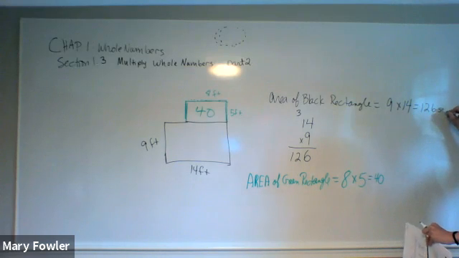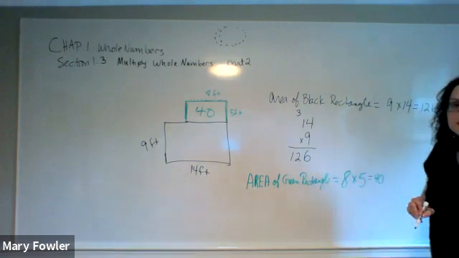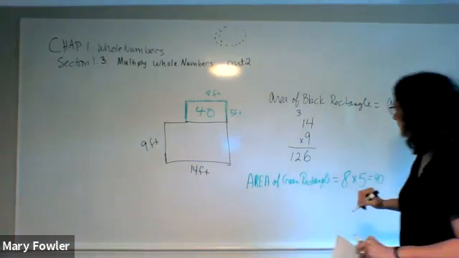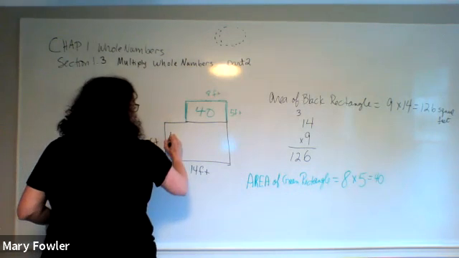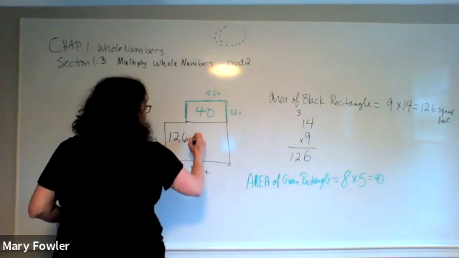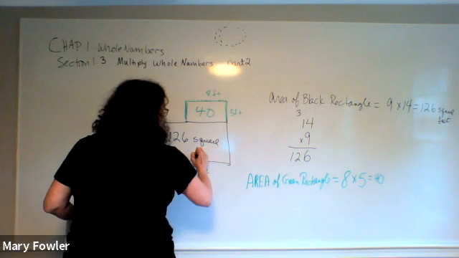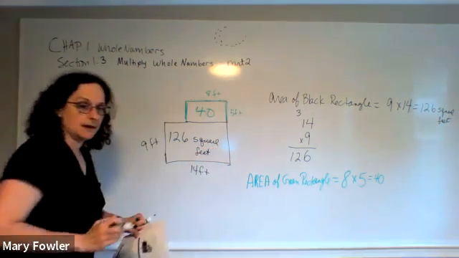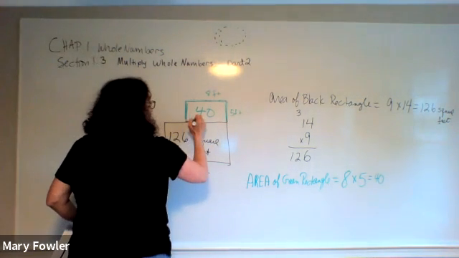That's the unit. If you're finding area, feet times feet, we call it square feet. So 40 square feet and 126 square feet. So this part here is 126 square feet. And the green part is 40 square feet.